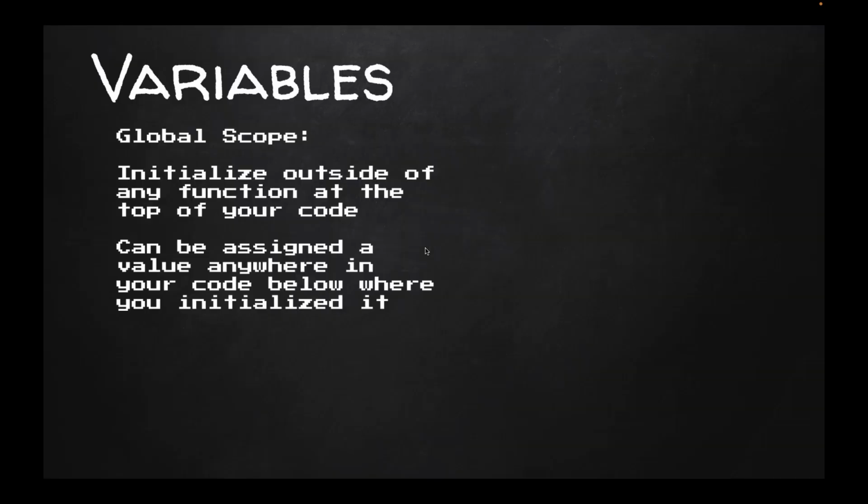Okay, so global, let's talk about that first. Basically, if we were creating our own variable, we have to initialize the variable outside of any function or code. Usually we do it at the very top of our code.